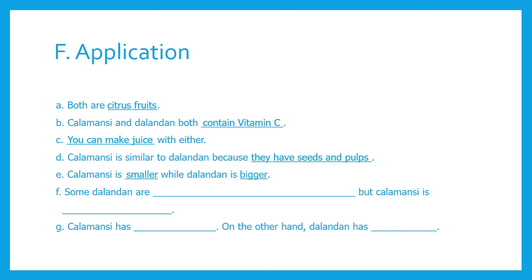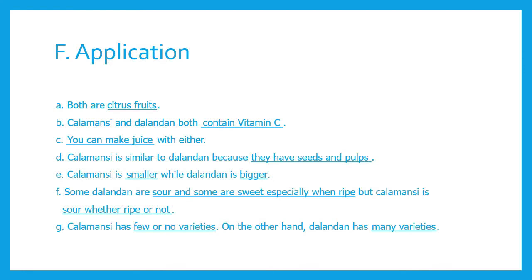Letter F, some dalandan are sour and some are sweet, especially when ripe. But calamansi is sour whether ripe or not. And lastly, calamansi has few or no varieties. On the other hand, dalandan has many varieties. I believe you did it right. Easy, isn't it? Great job!